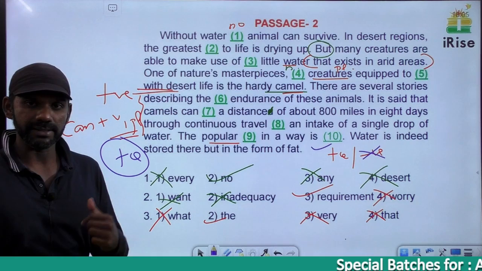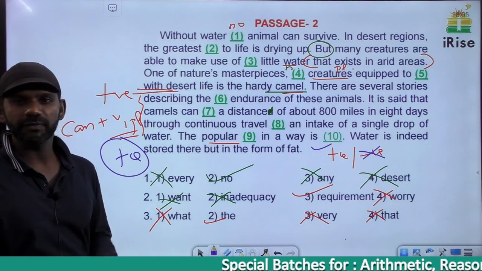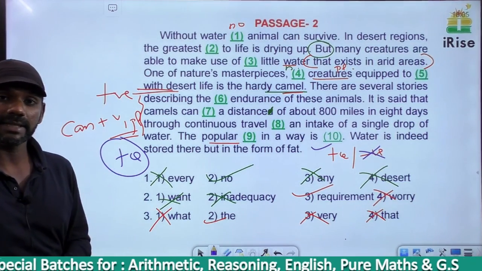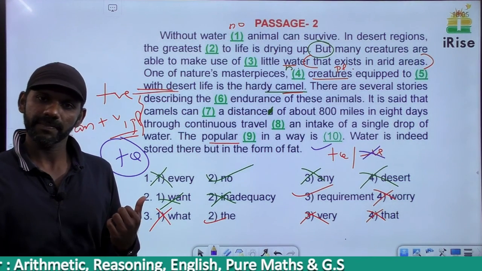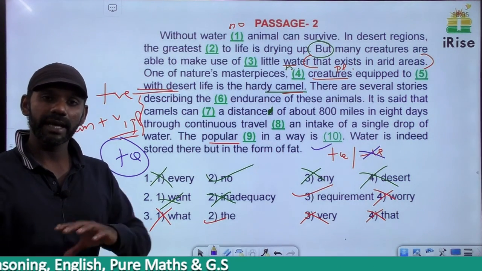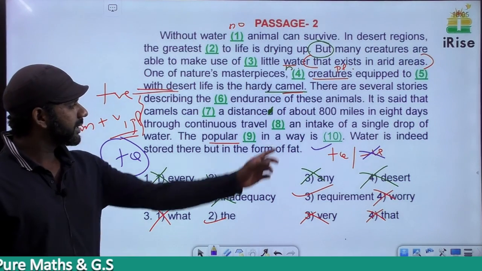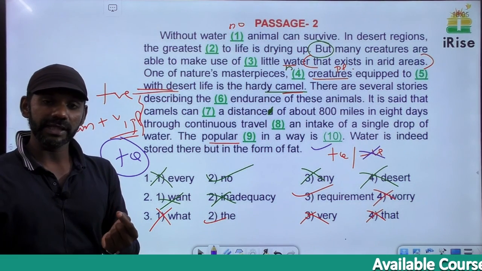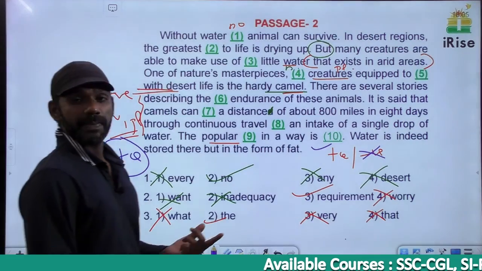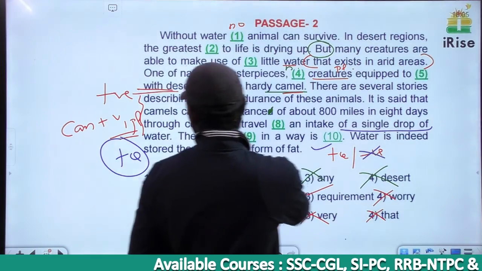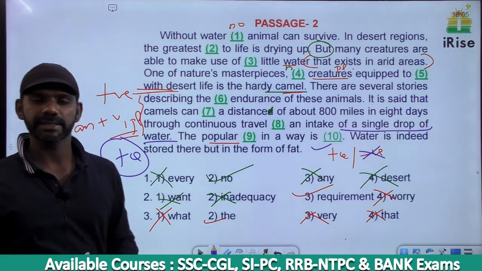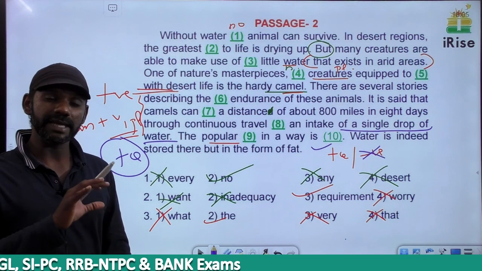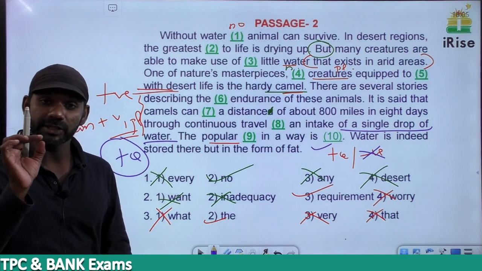Deserts. There means deserts. So water is indeed stored there, but in the form of fat. Now the very first sentence of the passage says, without water, no animal can survive. Is camel included in this? Yes, because camel is also an animal. So camel also cannot survive without water. Then towards the end it says, camel travels 800 miles in 8 days without taking even a single drop of water.